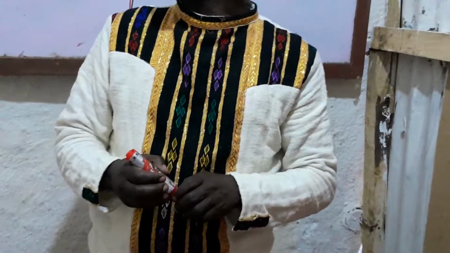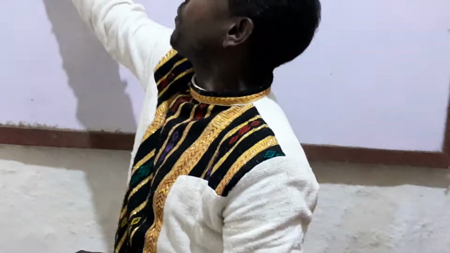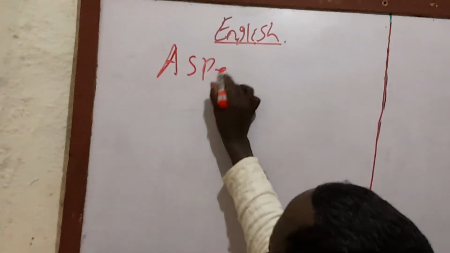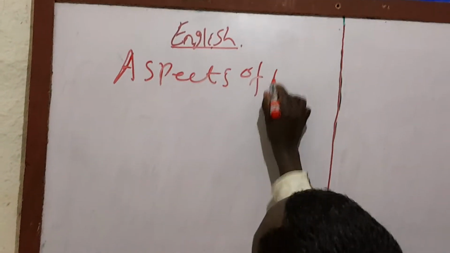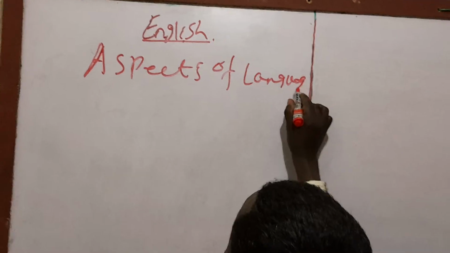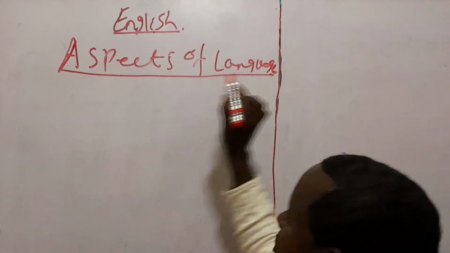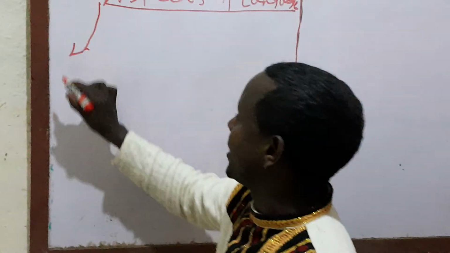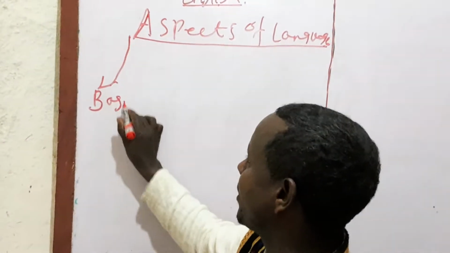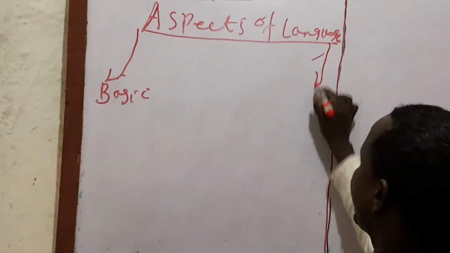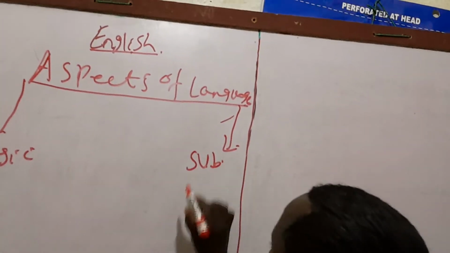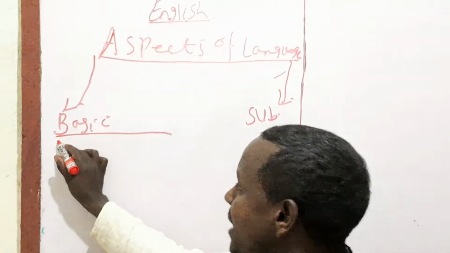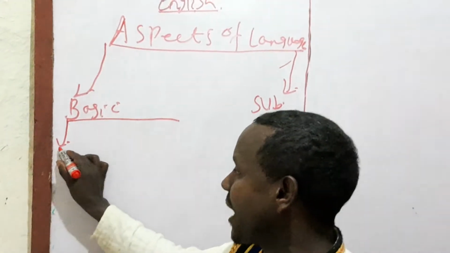But let's start with an overview of what aspects of language. Aspects of language, right? When we look at aspects of language, we can basically classify them as basic aspects and sub-aspects of language. When we look at the basic aspects of language, we can get the 4 basic skills, like what?